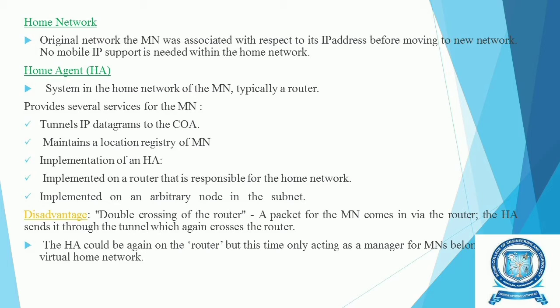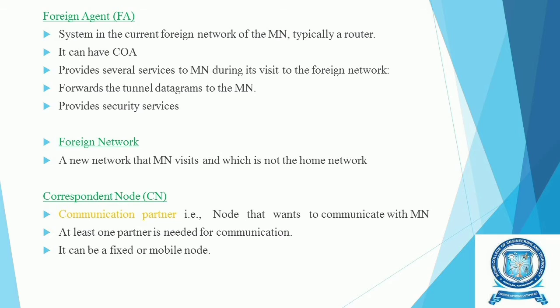The home agent sends it through the tunnel, which again crosses through the router. So the home agent could be again on the router, but this time it only acts as a manager for the mobile node below the virtual home network. Now let us see about foreign agent FA.